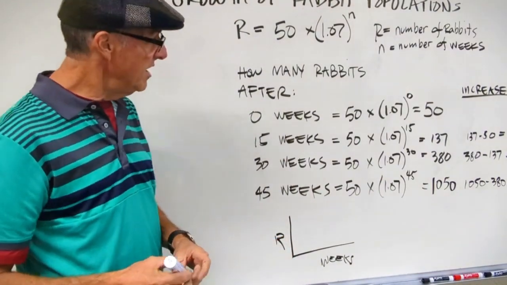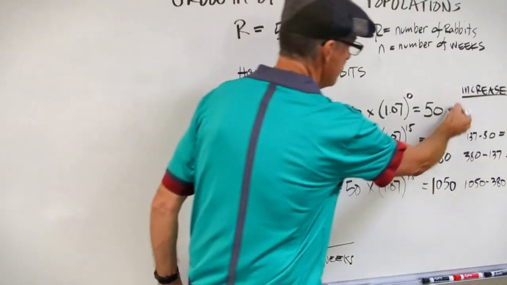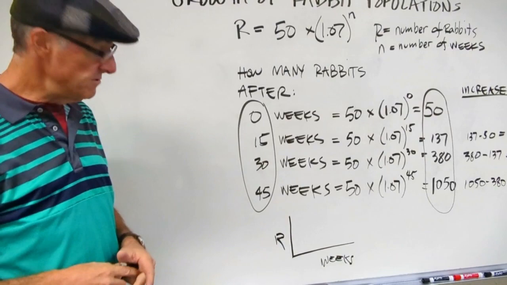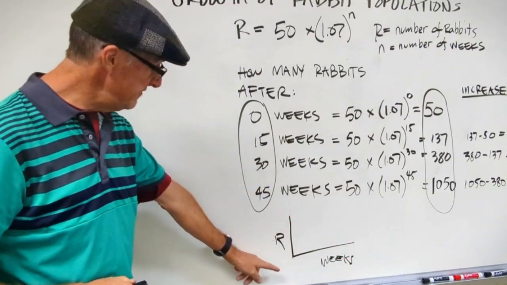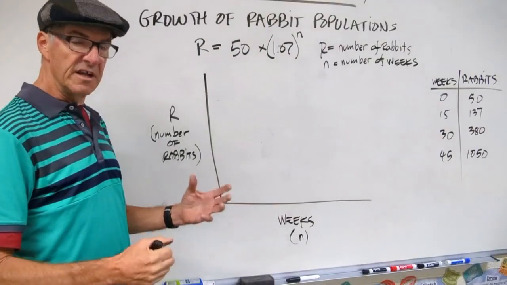So pause the video and use this data here, the number of weeks and the number of rabbits, and make a graph that shows that. And pay attention, scale your axis evenly, and then draw your line connecting your 4 data points. All right, let's see how you did.